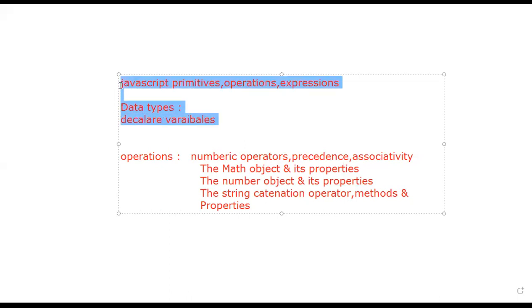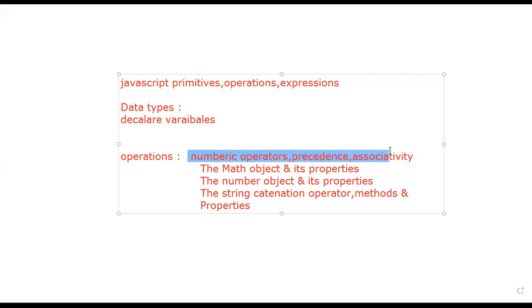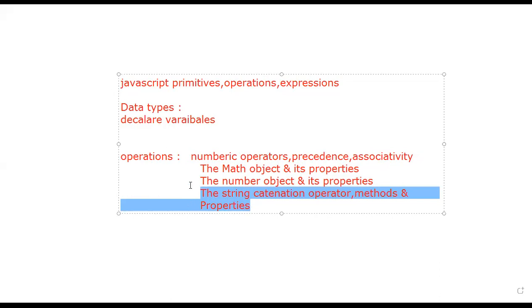I think it is question number 8. After that we are going to talk about operations. We have covered all of these: numeric operators, precedence, associativity, the math object and its properties, the number object and its properties, and the string catenation operator and its properties. All of these come under JavaScript operations.